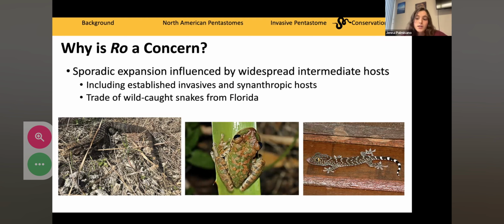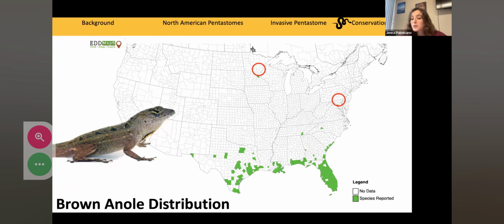Further, a lot of Florida snakes are often wild caught and sold nationally, so that can be another route of transmission. One lizard that we all know is exceptional at catching rides with humans is the brown anole, which serves as a competent intermediate host and is also pervasive throughout the Florida Panhandle, the Peninsula, Texas, as well as the coast of Georgia and South Carolina.